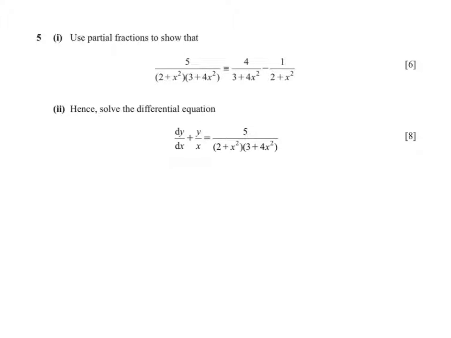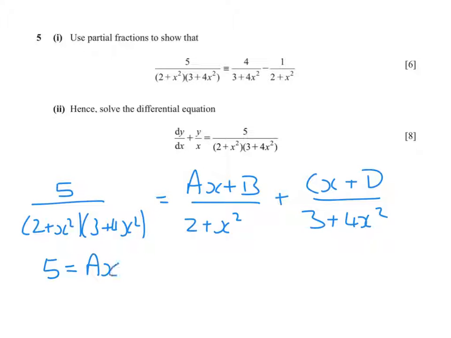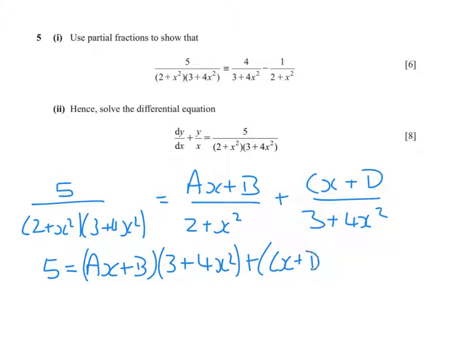So we start with the partial fractions, and 5 over (2 plus x squared)(3 plus 4x squared) will be (ax plus b) over (2 plus x squared) plus (cx plus d) over (3 plus 4x squared). Now we need to multiply through by the common denominator. So that gives us that 5 equals (ax plus b), remember your brackets, times (3 plus 4x squared) plus (cx plus d) times (2 plus x squared).